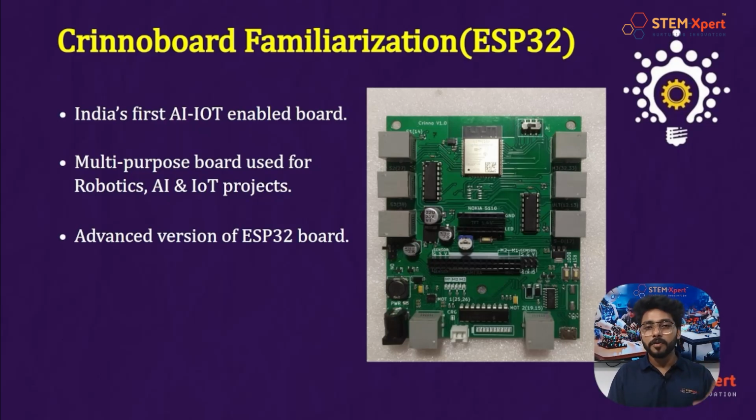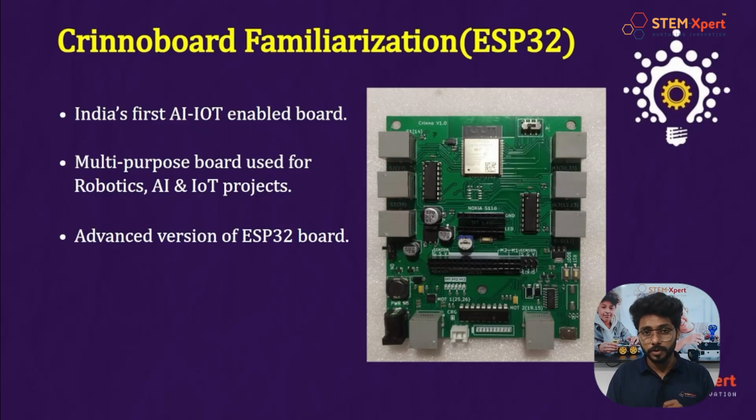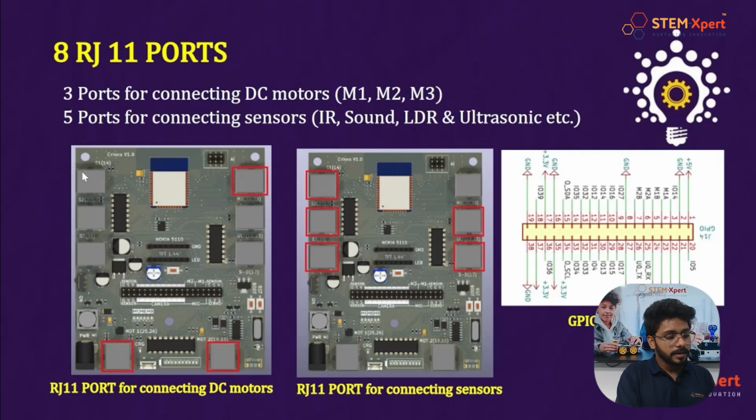This is an advanced version of the ESP32 microcontroller board. Here you can see the microcontroller unit, which is called ESP32, which has inbuilt Wi-Fi and Bluetooth module in it. And these many pins are taken out. These are the ports. You can see 3 ports for connecting DC motors, one here and 2 in here. And there are 5 ports for connecting different sensors: 1, 2, 3, 4, 5. These 5 ports are all used for connecting different sensors with RJ11 cables.